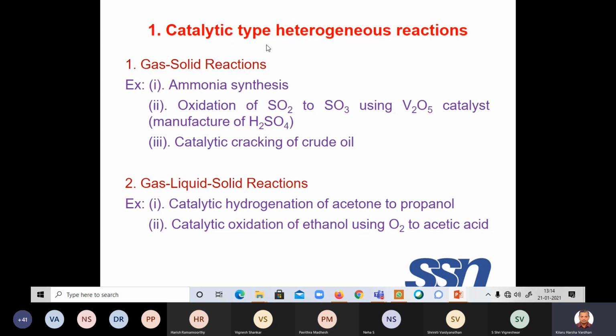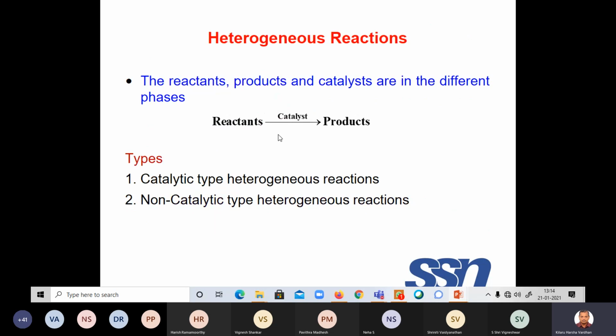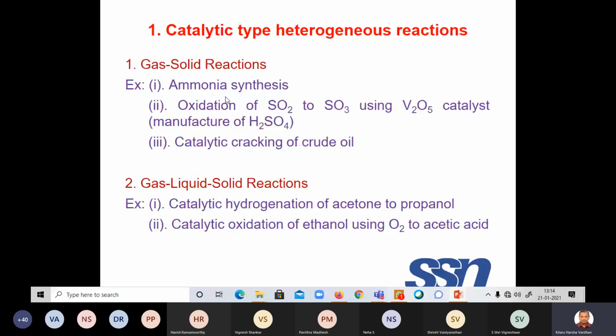So, catalytic type heterogeneous reactions. First, let us see gas solid reactions. What do you mean by gas solid reactions? The phases involved are gas and solid, either as reactant, product or catalyst. Understand? So you can see here gas solid reactions.